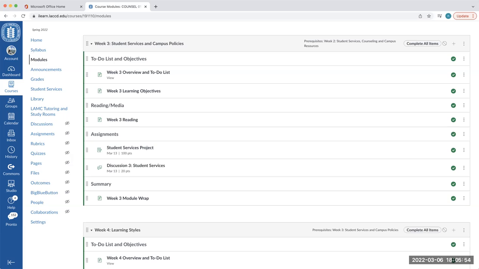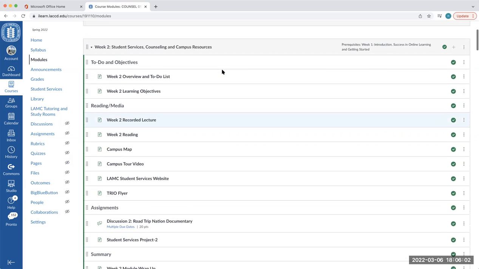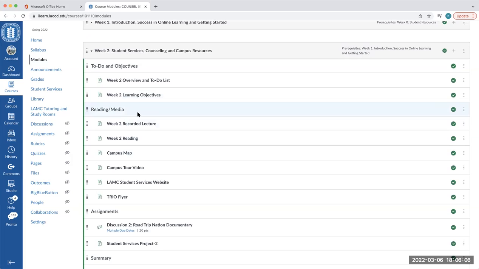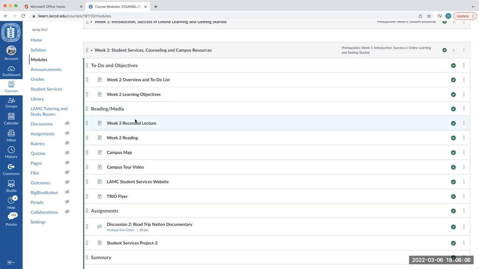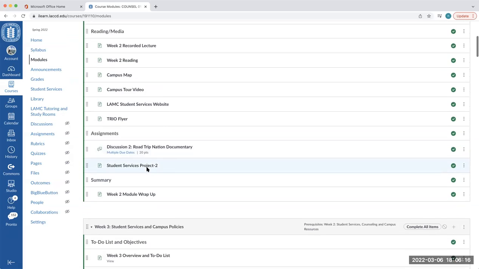So with week 3, we're continuing from what we learned about last week, which was student services and campus policies. Remember that you can always go back to the previous week's module if you need to review any information, like watching the lecture again or looking at any of the reading or other resources I provide.